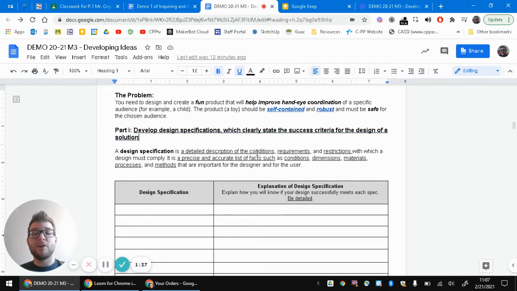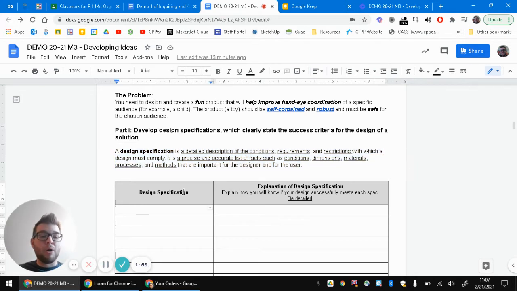All right. So a design specification, I've got a definition right here. A design specification is a detailed description of the conditions, requirements, and restrictions with which a design must comply. It is a precise and accurate list of facts such as conditions, dimensions, materials, processes, methods that are important for the designer and for the user. So you might look at that and be like, oh my gosh, what does Osgood want me to do? Well, I promise you it's not as bad as you think, okay?